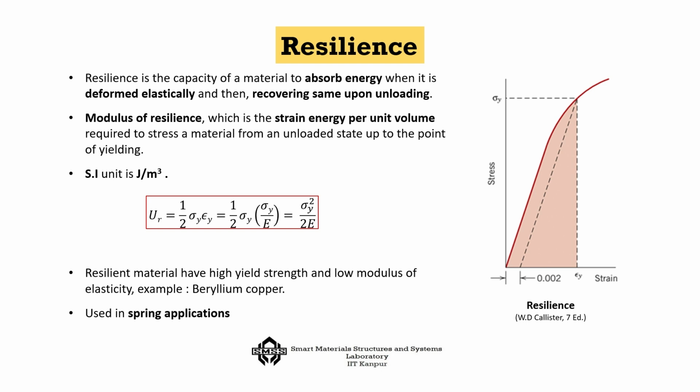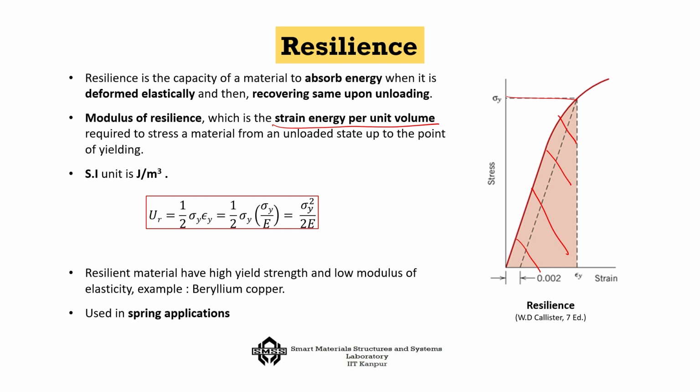And there is a modulus that we keep for it, which is called the modulus of resilience, and that is the strain energy per unit volume that is required. So, if sigma y is your yield strength, then till that point the material is elastic. In the stress strain diagram, this entire area gives us the measure of the modulus of resilience. The larger it is, the bigger will be the modulus of resilience.